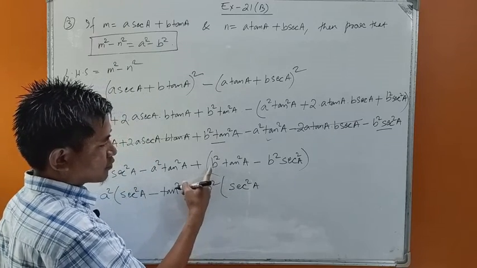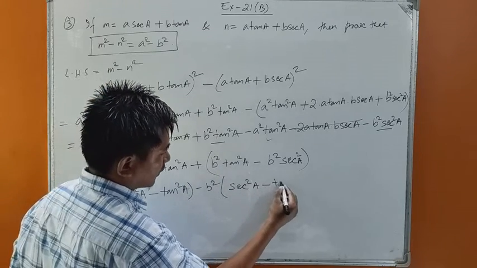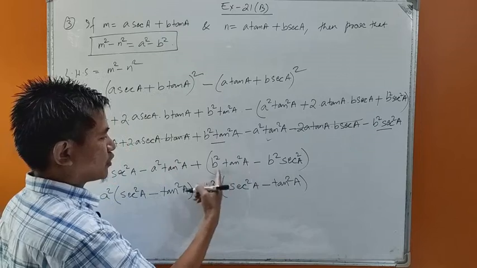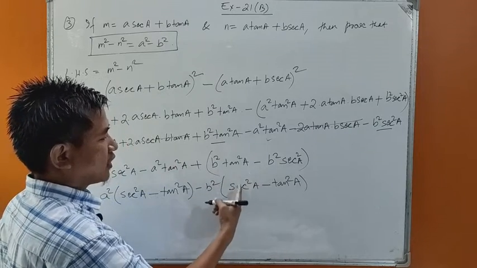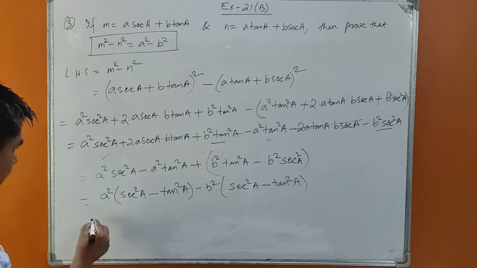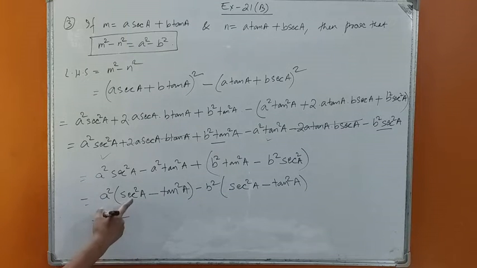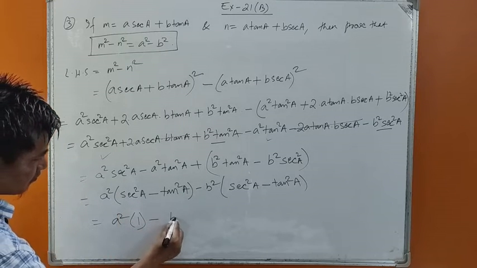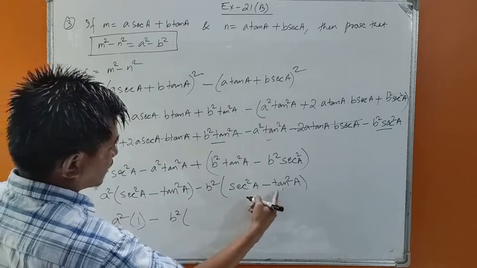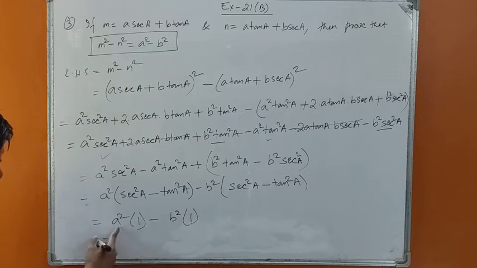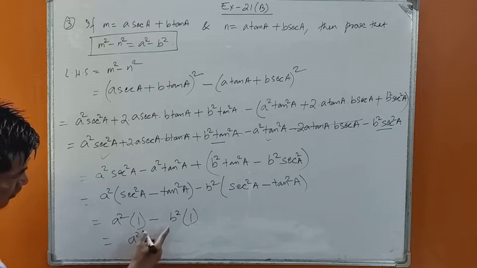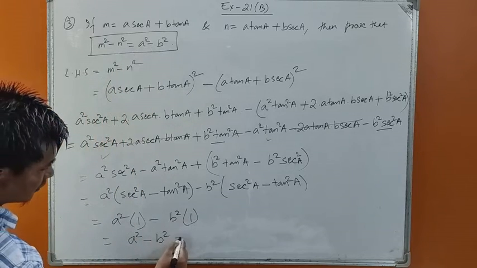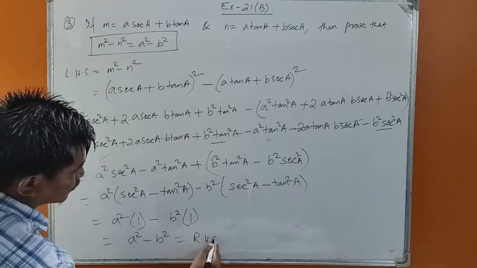Now this tan square a was plus, now this will become minus tan square a. Are you getting me? Because we took minus sign common, and b square is also taken common, so sec square a minus tan square a. Now a square into sec square a minus tan square a means 1, this is minus b square, again sec square a minus tan square a means 1, so a square into 1 is a square, minus b square into 1 is b square. So this is what we have in the right hand side, equals to RHS, hence proved.